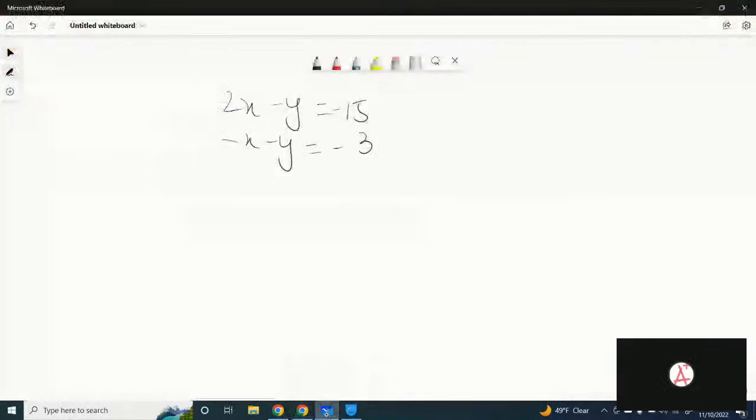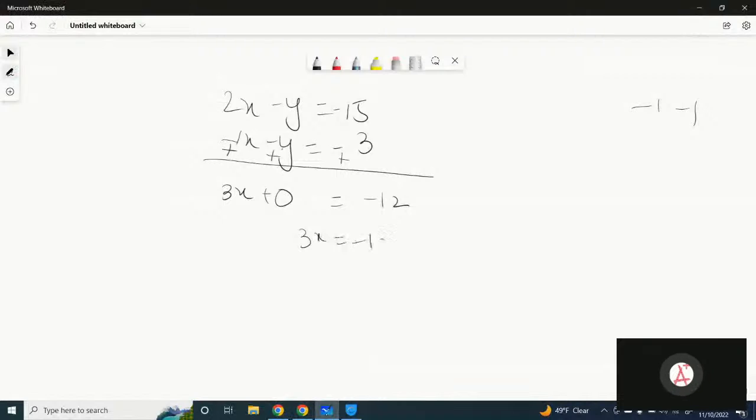You have negative y, got it? Negative 1 and negative 1. If I subtract both the equations, they cancel out each other. Got it? Because subtraction changes the sign of the second equation. So when I subtract, it would be positive. So negative y plus y makes 0, isn't it? And 2 plus 1 makes 3x. And here you have negative 15 plus 3 makes negative 12. Got it? So it would be 3x equals negative 12. So x equals negative 4.